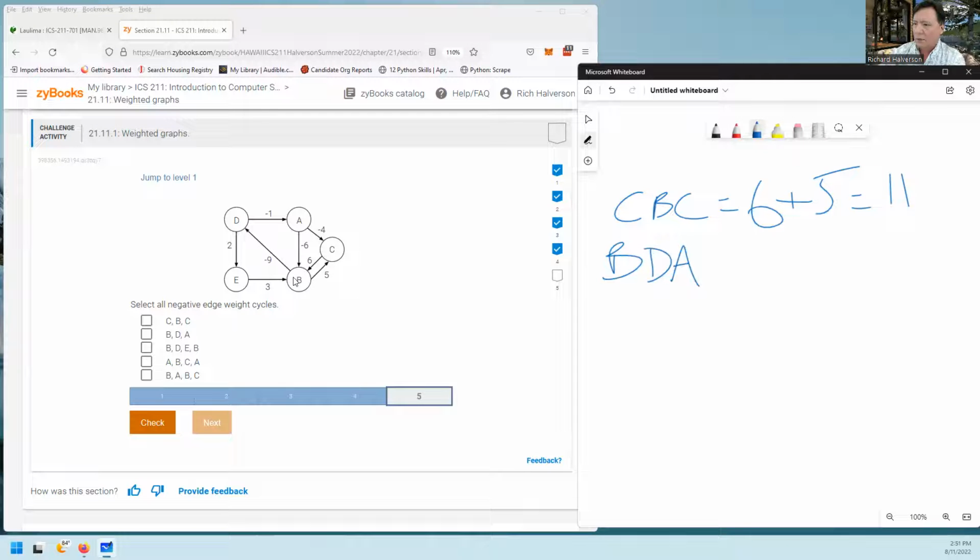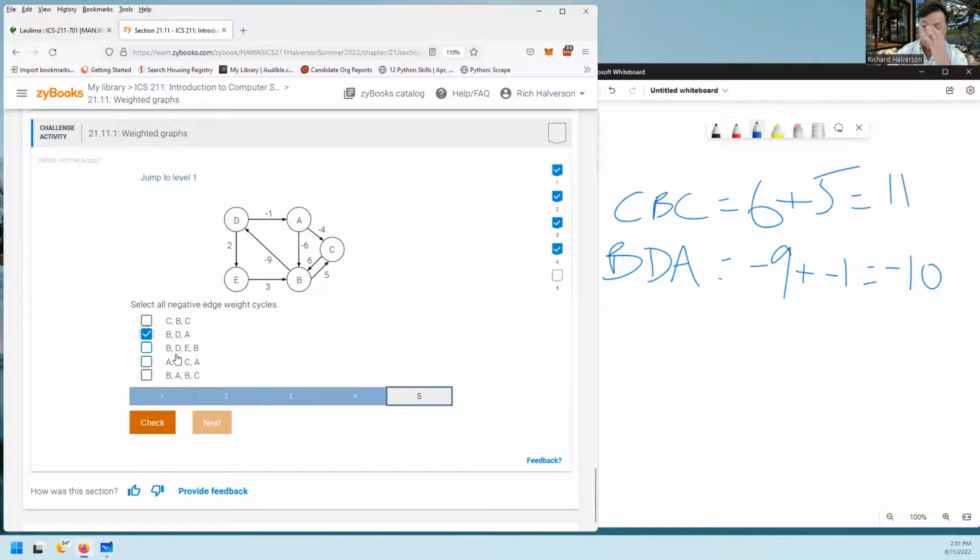B to D is -9, plus, that's B to D, and then D to A is -1, plus -1 equals -10. That would be a negative edge weight cycle.